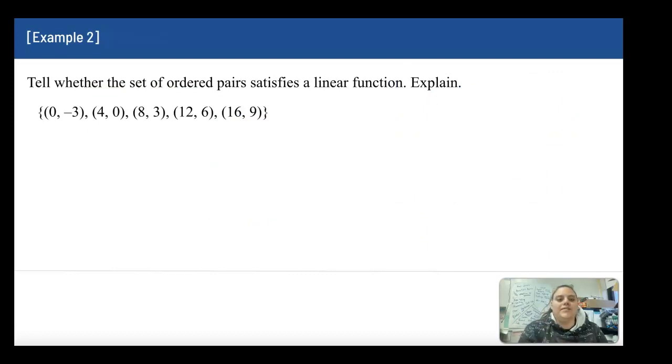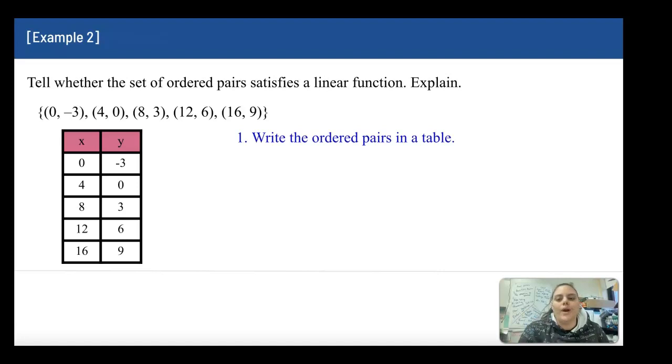So let's take a look at a set of ordered pairs. To tell whether the set of ordered pairs satisfies a linear function, we want to first write the ordered pairs in a table. So you can see the point (0, -3), we have 0 in x, -3 in y. (4, 0), 4 is in x, 0 is in y. Generally, we want to put these in order. I like to put them in the order of x increasing, so 0, 4, 8, 12, 16.